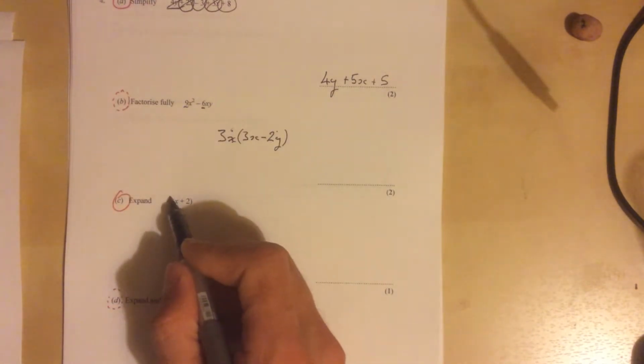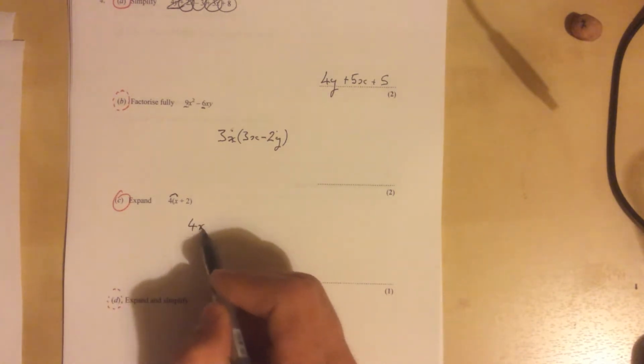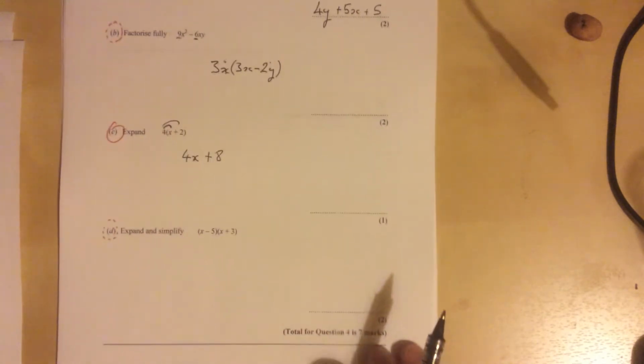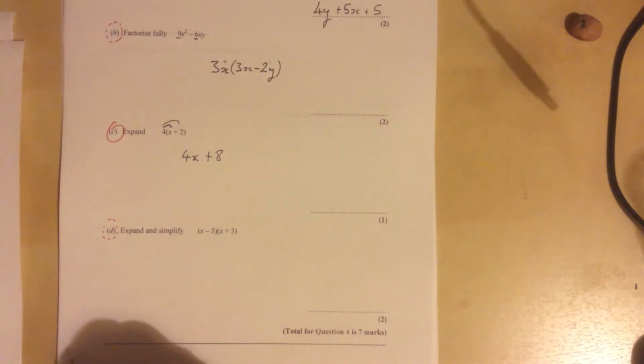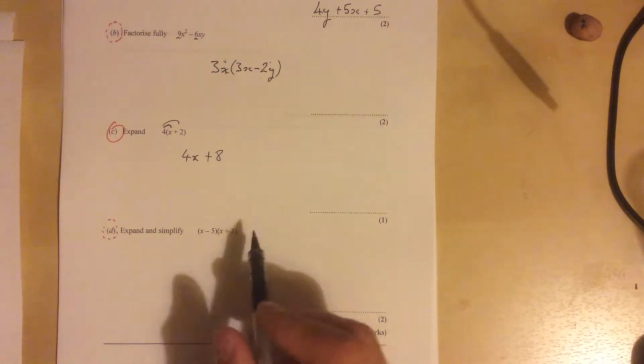Expanding the brackets, the thing in front of the brackets gets multiplied by both of the things inside the brackets. So 4 times x is 4x. 4 times 2 is 8. And this is another one of those things that you don't need to be able to do if you're aiming for grade C, but I think most people that are thinking about grade Bs have had a look at this one now.